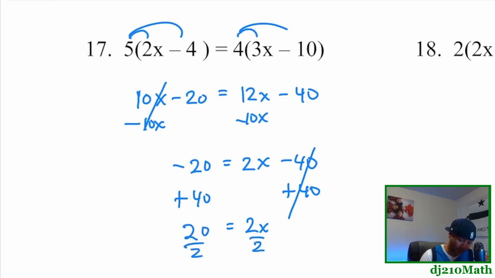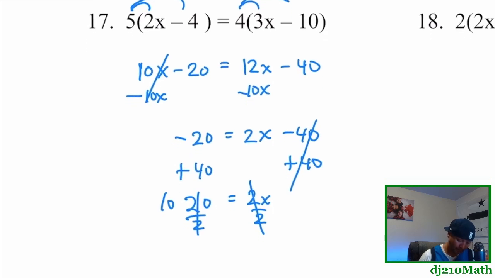Isolating x, we divide both sides by 2. So 20 divided by 2 is 10. Therefore, x is equal to 10.